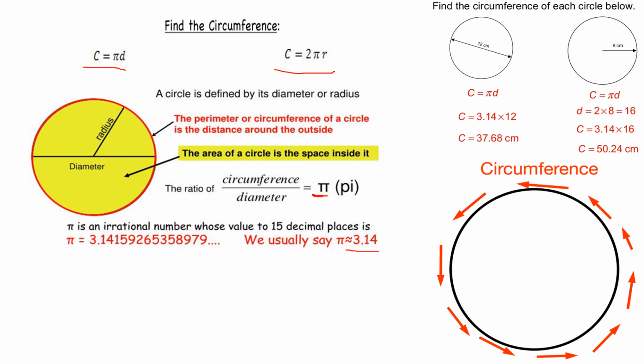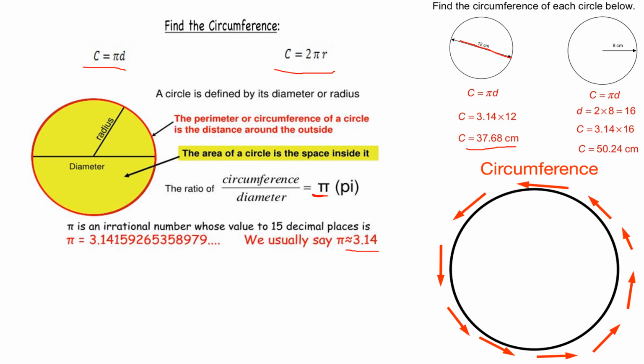To your right, you will see two examples where the first example, your diameter is given, which is 12 centimeters. So you would use C is equal to pi times your diameter, and that would be 3.14 times 12, and you would get 37.68.